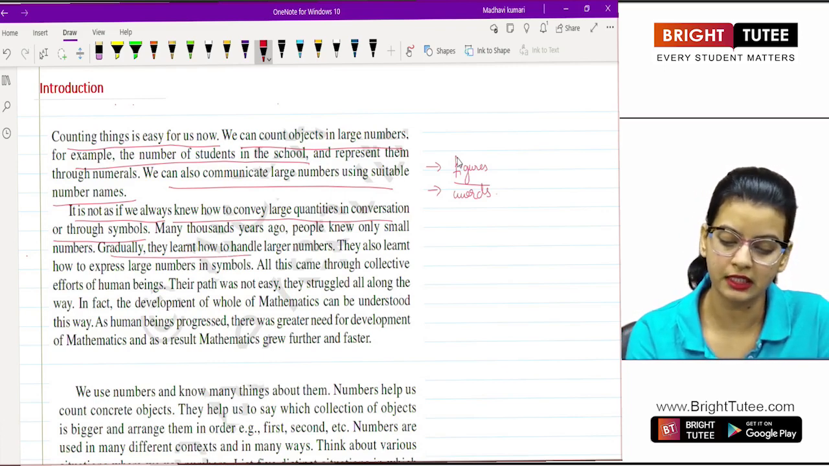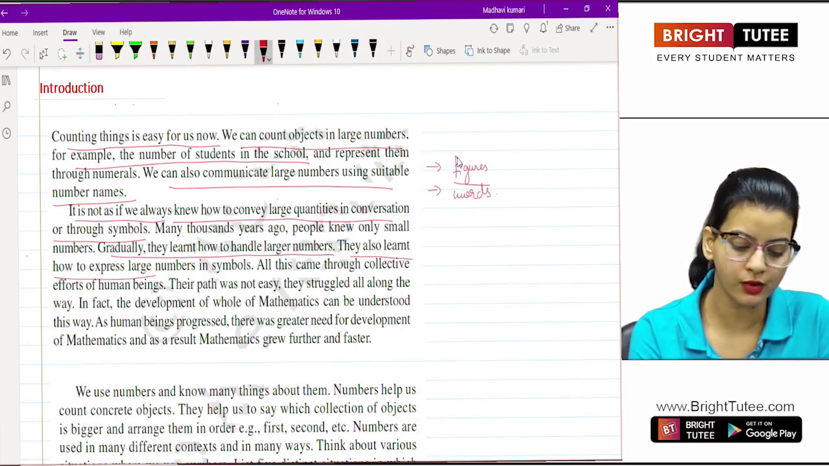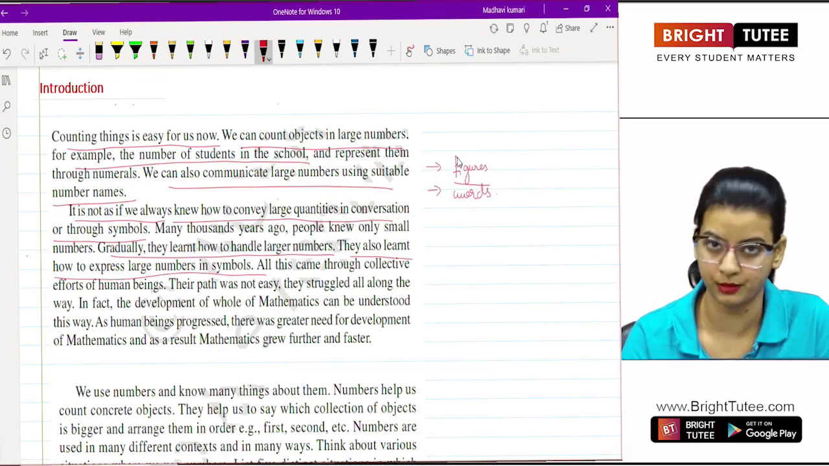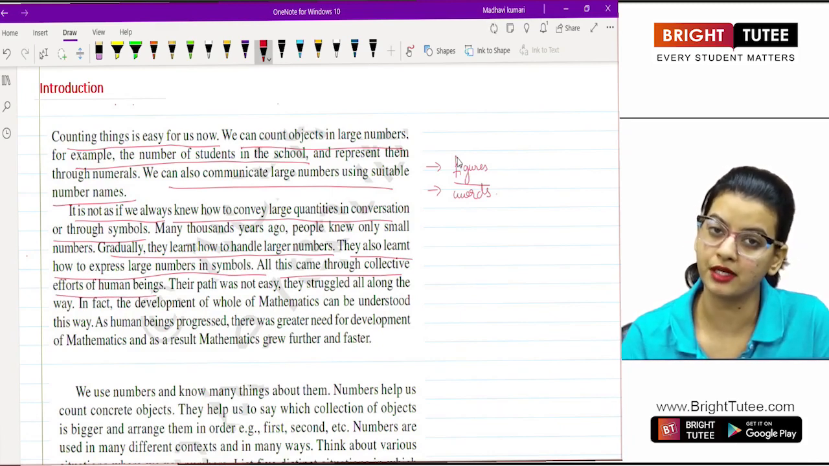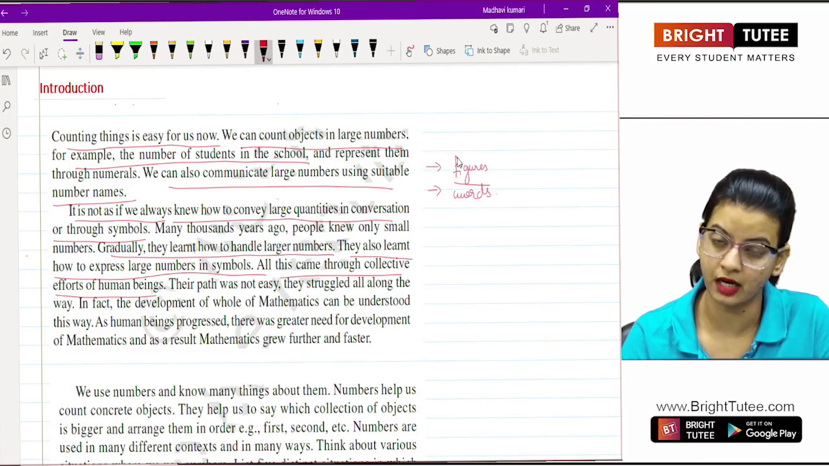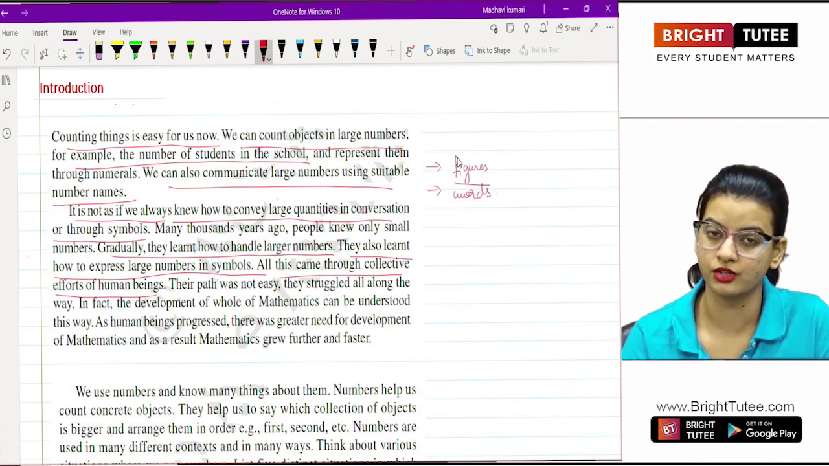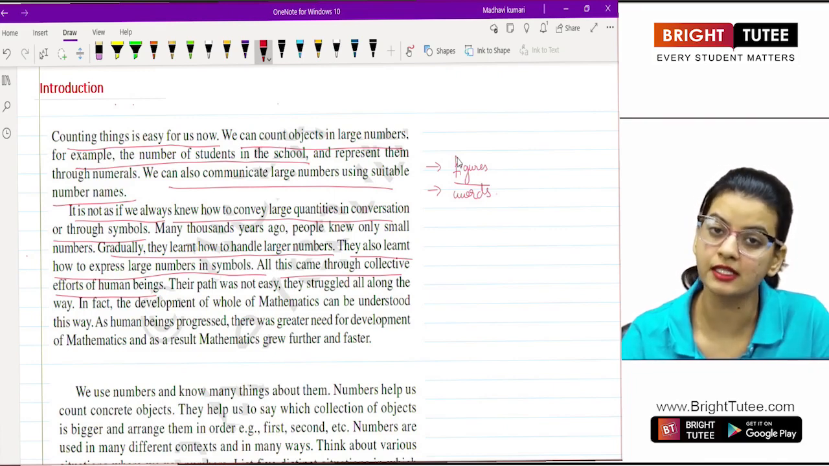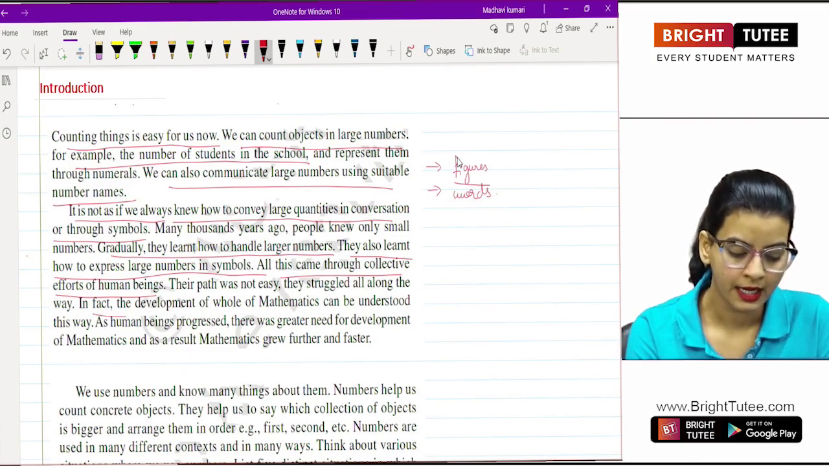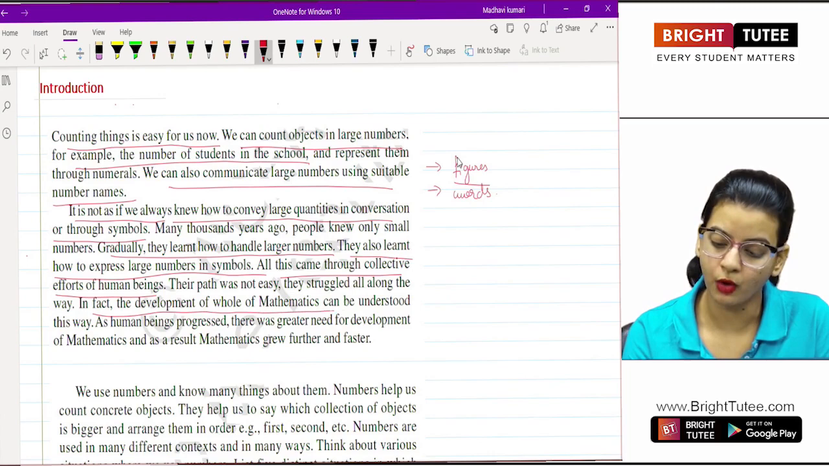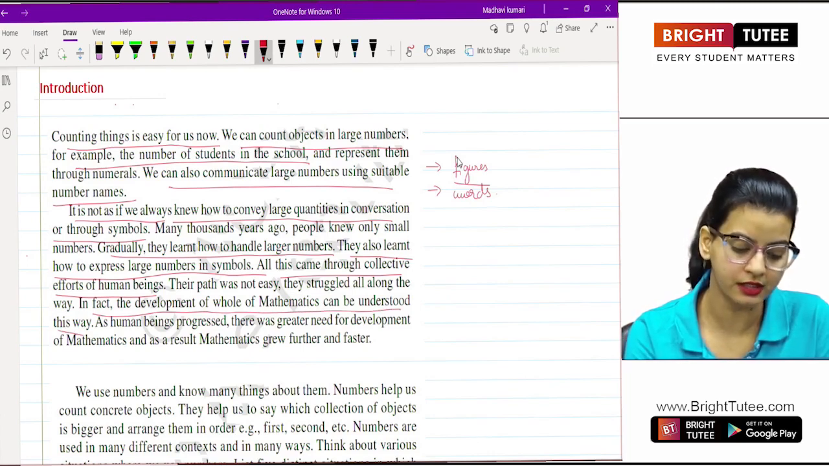Gradually, they learned how to handle large numbers. They also learned how to express large numbers in symbols. All this came through the collective efforts of human beings. As mathematics developed and the human brain developed, we started representing large numbers in figures and in words.